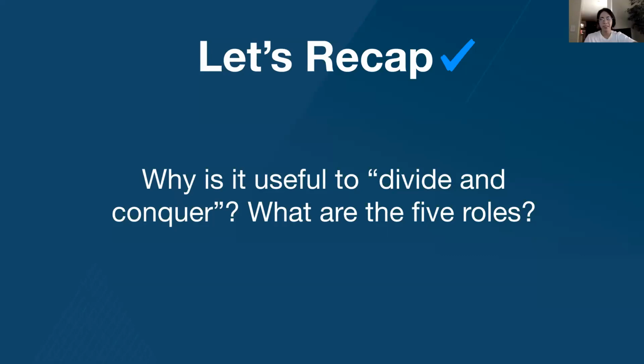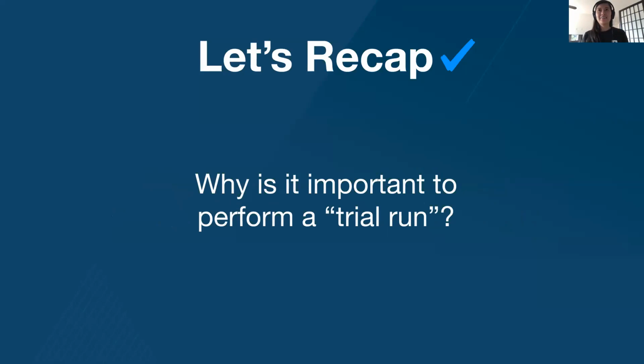And so why is it useful that we divide and conquer? So we can all get it done. Like, one person can't do all of that work by themselves. Exactly. Awesome. Thank you, Monique. Great. Next one, why is it important to perform a trial run? So that if there's any mistakes, we can still fix it before the testing. Yes. Thank you, Joanne.